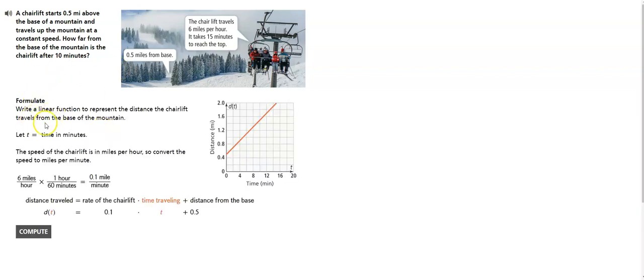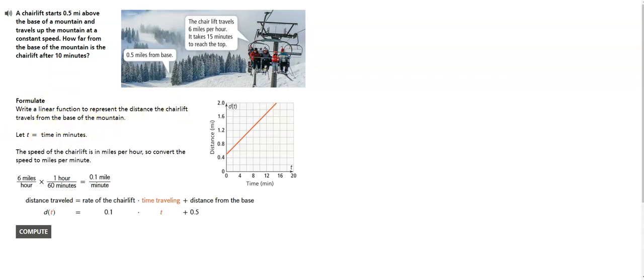The last thing that we're going to do is use these linear equations to solve problems. So our problem here is: a chairlift starts at 0.5 miles above the base of a mountain and travels up the mountain at a constant speed. How far from the base of the mountain is the chairlift after 10 minutes? And here we're going to write a linear function to represent the distance the chairlift travels from the base of the mountain.